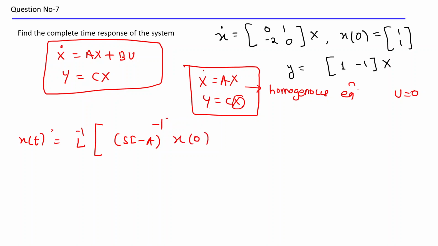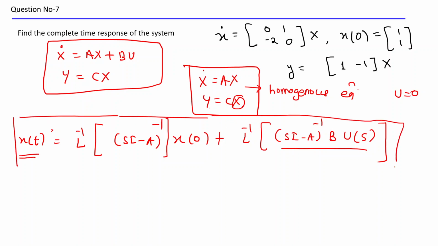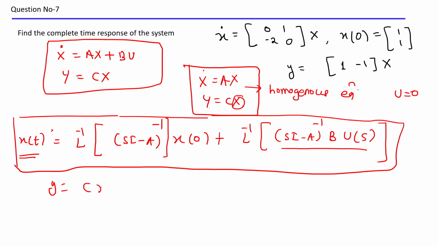So first find this value (SI minus A) inverse, take the Laplace inverse of that, and multiply with x of 0. That will give one part. Another part will be L inverse of (SI minus A) inverse into B into U of s. This complete vector you need to multiply and then take the L inverse, and that will give you x of t. This formula you have to always remember for how to find x of t. If you know x of t, then y is nothing but C into x of t. This is the total response you need to find.